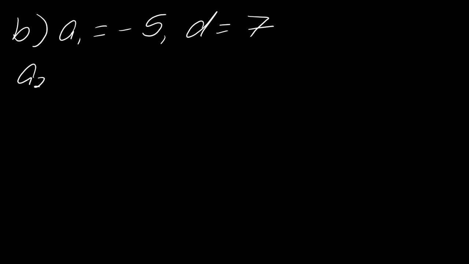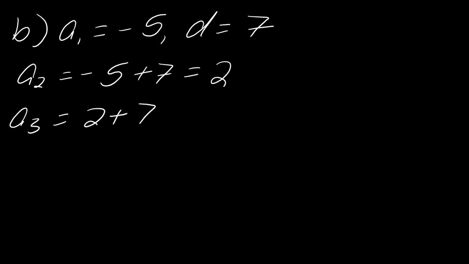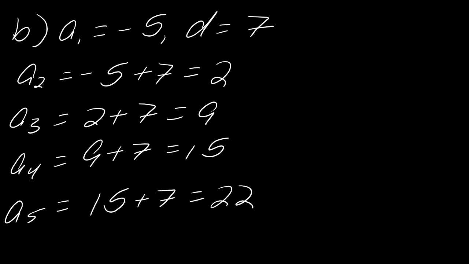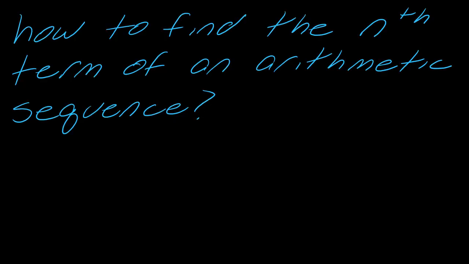So we've got the first term, so let's move on to the next term. If I add 7 to this, then this is going to be 2. If I add 7 to this again, we get 9. So I just keep adding 7. And then I get to my fifth term, and that's 22. So there are the first 5 terms in the sequence. The first one was given to us.